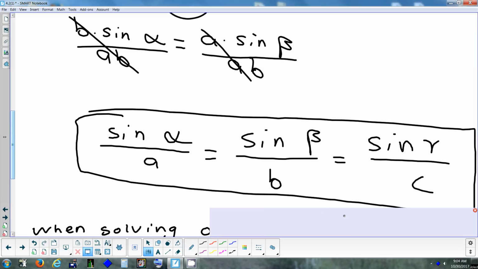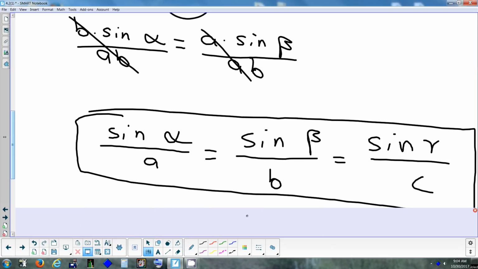Right, and kind of some general ideas about this formula. You never use all 3 parts at the same time. You're either going to use the first 2 parts, the last 2 parts, or the first part with the last part. Okay? But you only use 2 parts at a time. And all of these fractions are equal to each other. Okay? They're all equal to each other.